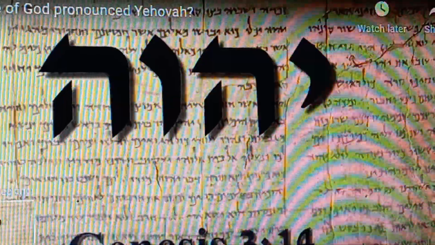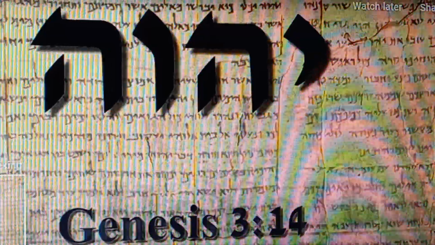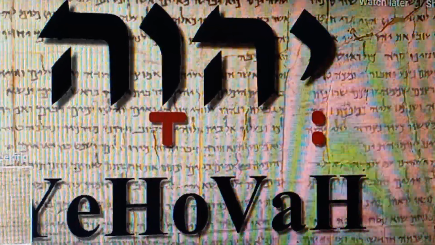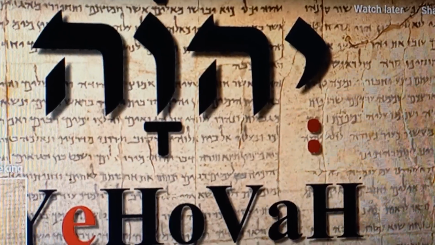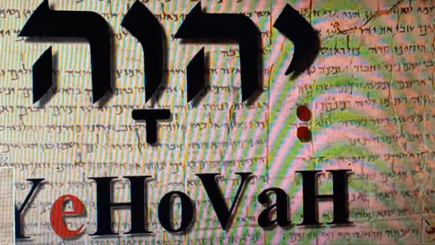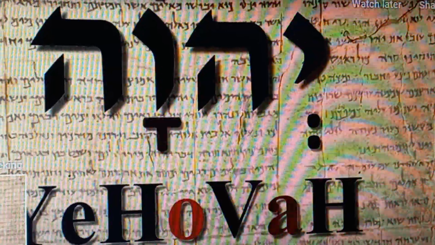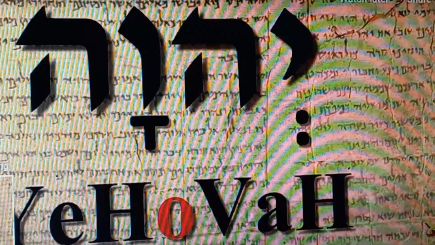Another form of this name is found in Genesis 3:14, where it is written with these vowels, which provide the pronunciation Yahvah. This vowel pointing provides the eh vowel, this one the ah vowel, and this dot, which is called the cholam, represents the O sound.